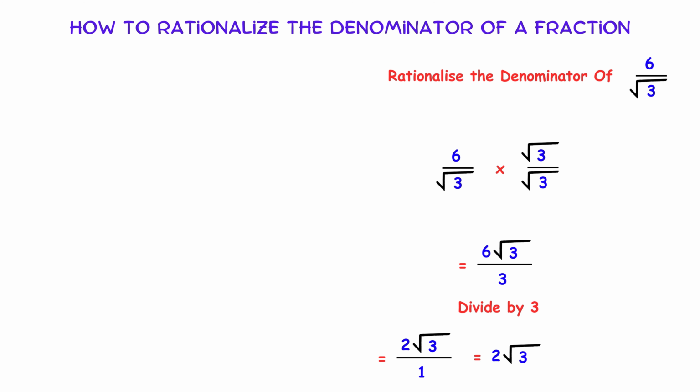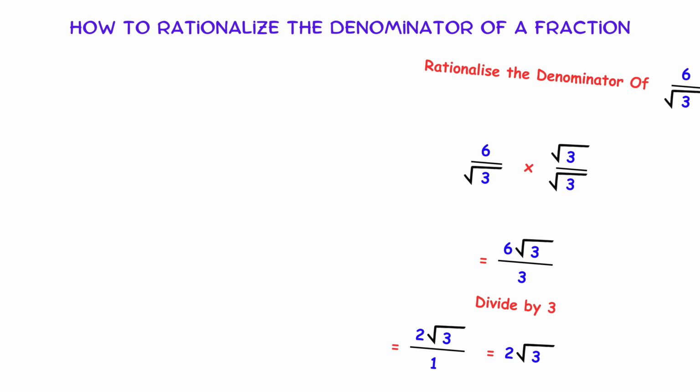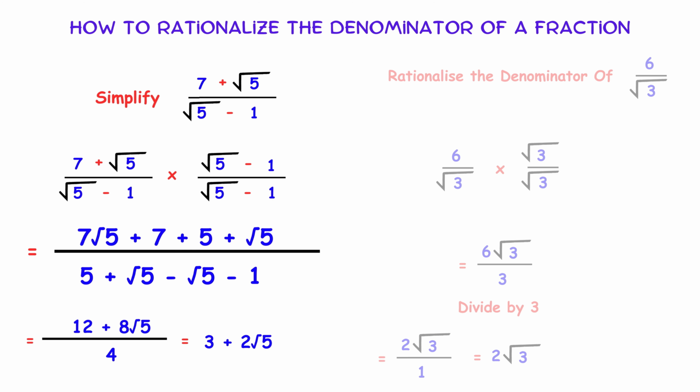For this next one, we've got to simplify 7 plus root 5 over root 5 minus 1. And they're asking us to give our answer in this particular form of a plus b root 5, where a and b are positive integers. Now asking for the answer in the form of a plus b root 5 is really just their way of telling you that you're going to have to rationalize the denominator, because we can see that in a plus b root 5 there isn't any surd on the bottom, and all they mean by positive integers is that a and b need to be positive whole numbers.